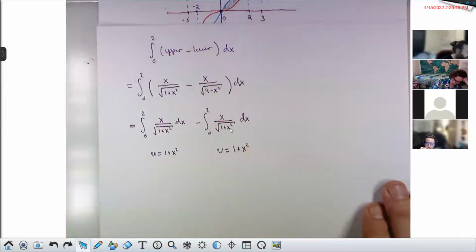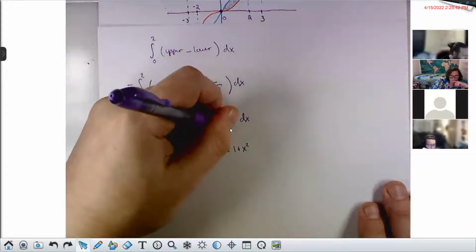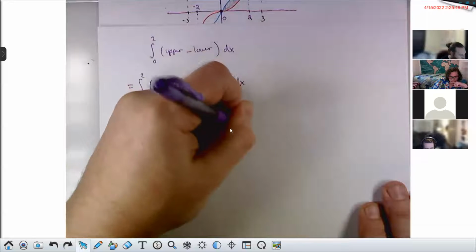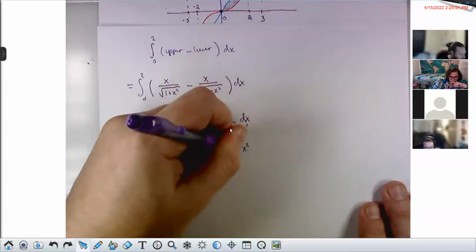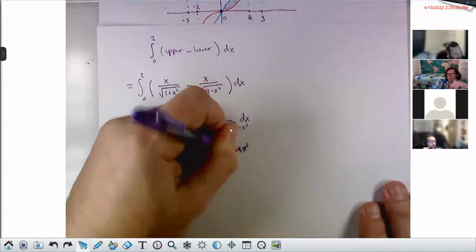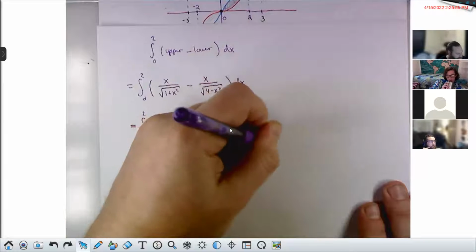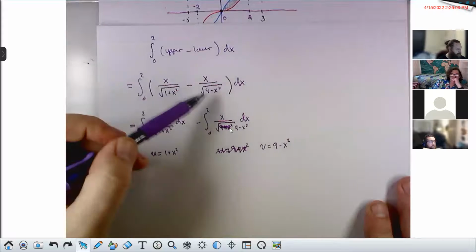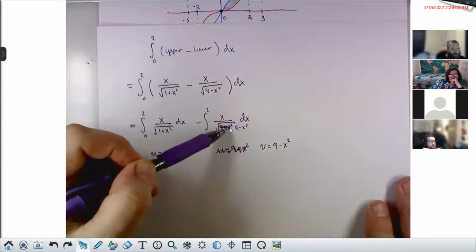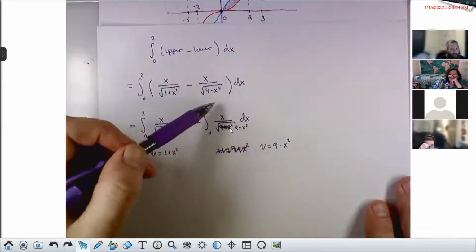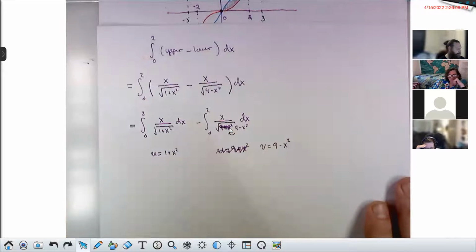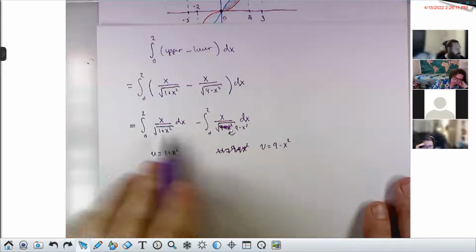Oh, did I write... Should be a 9 minus x squared here. 9 minus x squared here. Sorry. When I copied this down here, I just wrote the wrong denominator. This should be 9 minus x squared under the radical. So for each of them, we sub for the thing under the radical.